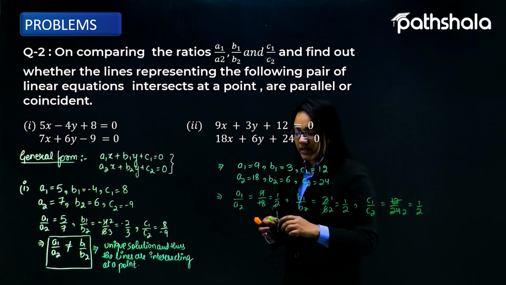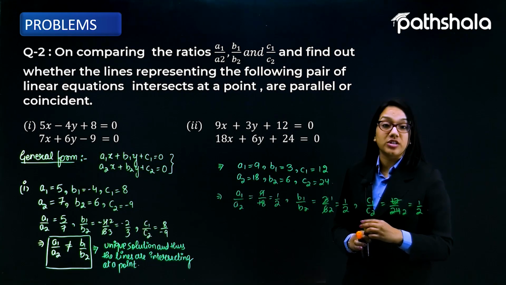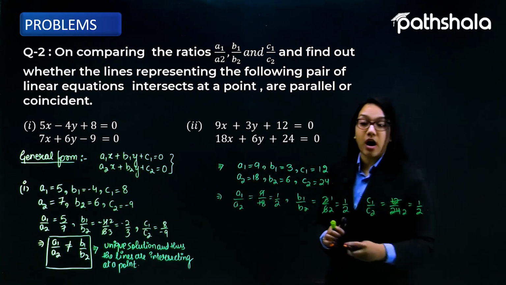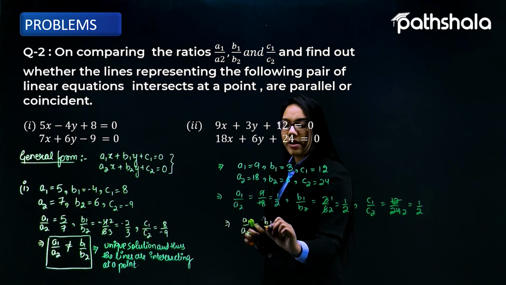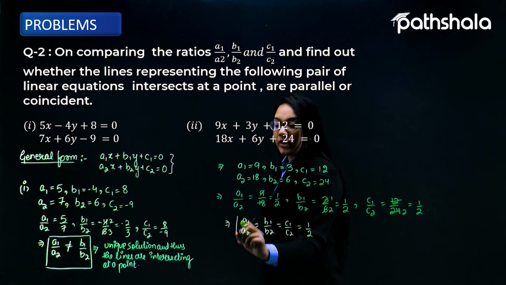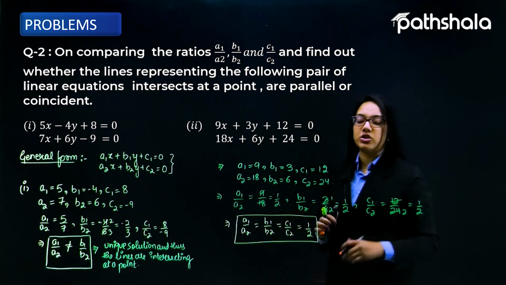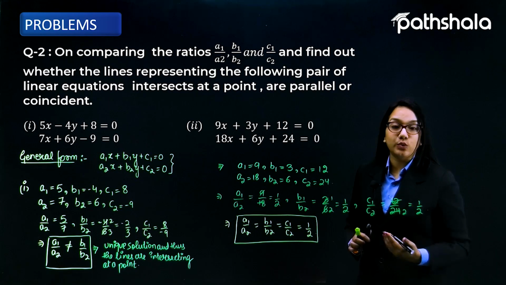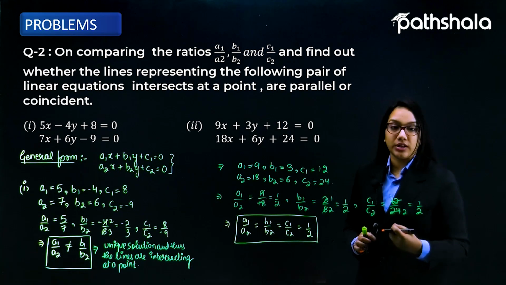It means that in each and every ratio, we are getting the ratio as 1:2. As you can see over here, A1 by A2 is half, B1 by B2 is half, C1 by C2 is half. It implies that A1 by A2 is equal to B1 by B2, which is equal to C1 by C2, which is actually nothing but half. So whenever we have such a condition, when A1 by A2 is equal to B1 by B2, which is equal to C1 by C2, it means that the lines are parallel to each other.